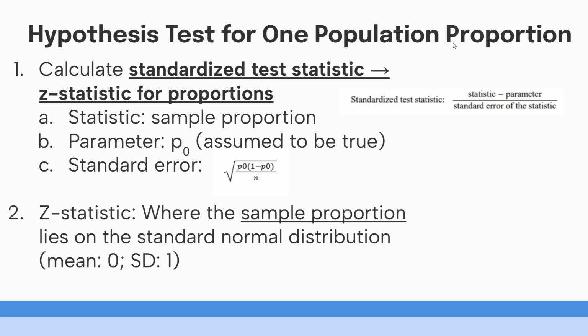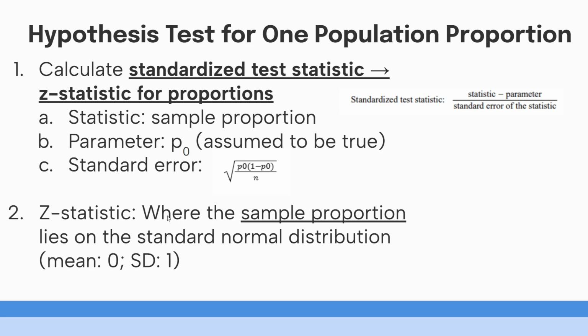So for the hypothesis test, that's the first step. You have to calculate your standardized statistic, or the z statistic for proportions, as you call it. You calculate this by taking your statistic, which is the sample proportion that you obtain, minus the parameter, which is your null proportion that you assume to be true that we defined at the beginning. Then you divide that by the standard error, which we've defined earlier for a proportion as this.